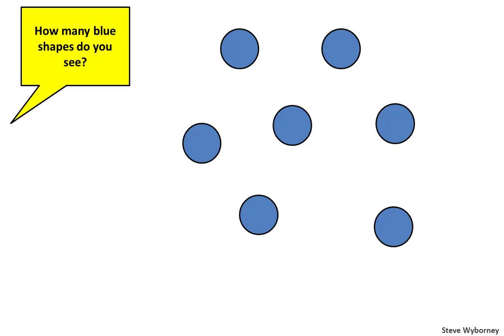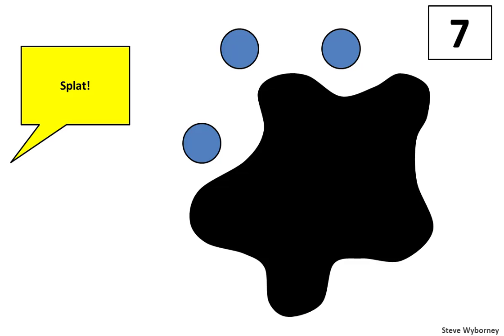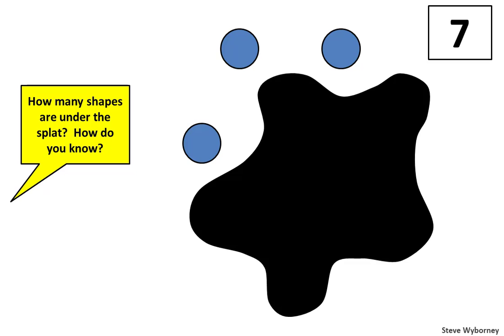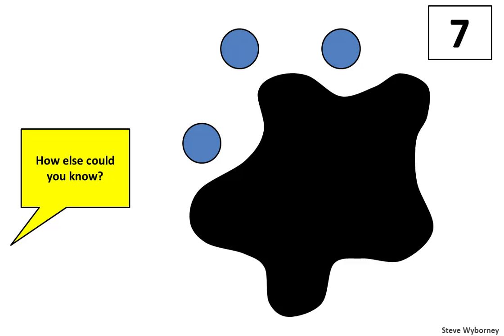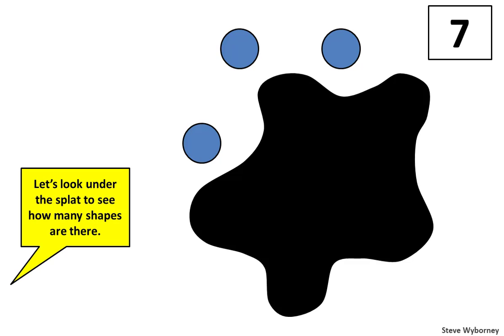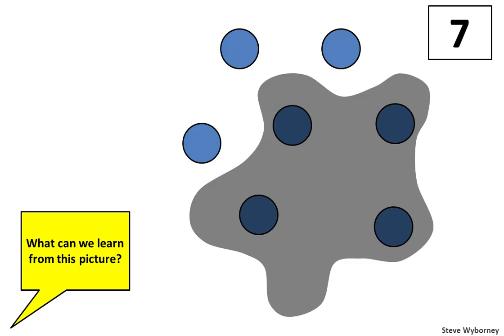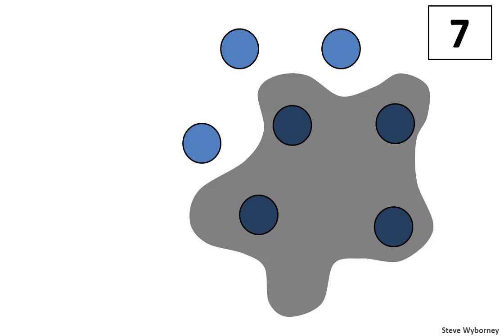The guiding questions are, how many blue shapes do you see? Splat. How many shapes are under the Splat? How do you know? How else could you know? Let's look under the Splat to see how many shapes are there. What can we learn from this picture?